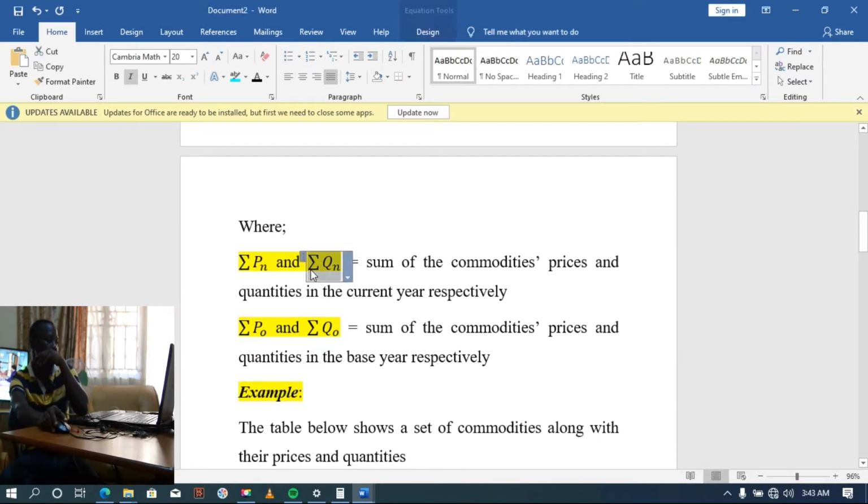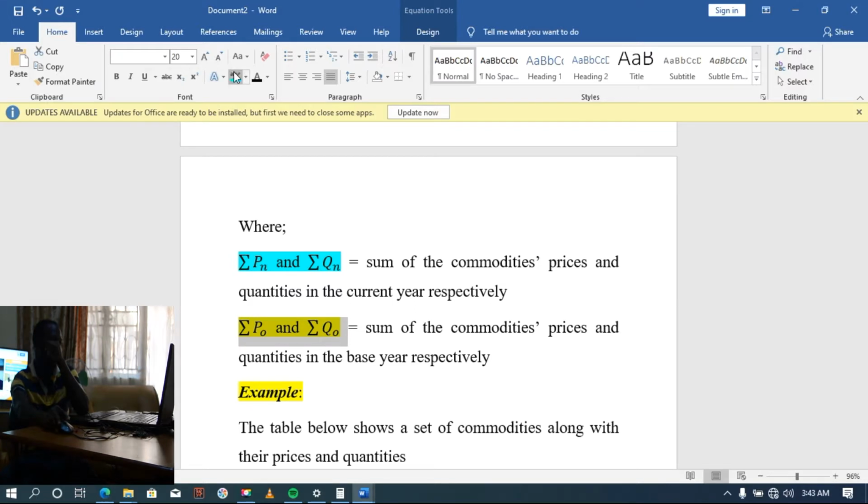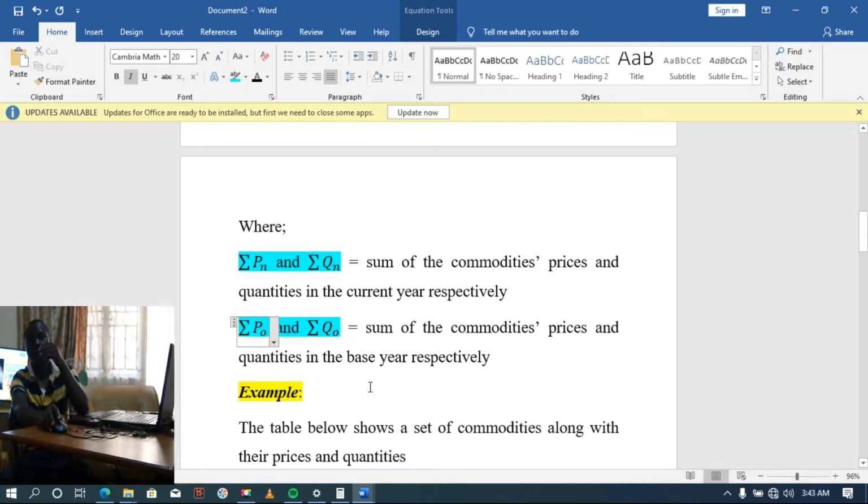So where summation Pn and Qn are sums of commodity prices in the current year and commodity quantities in the current year, and then summation Po represents the sum of commodity prices in the base year, and then summation Qo represents the sum of commodity quantities in the base year.